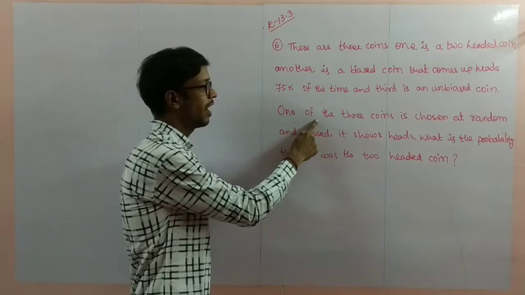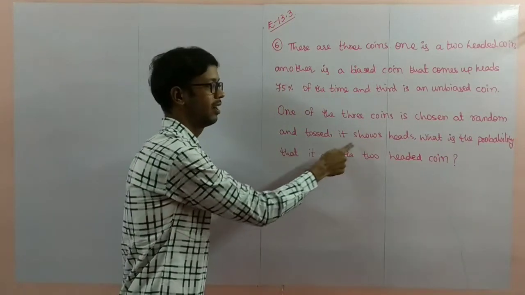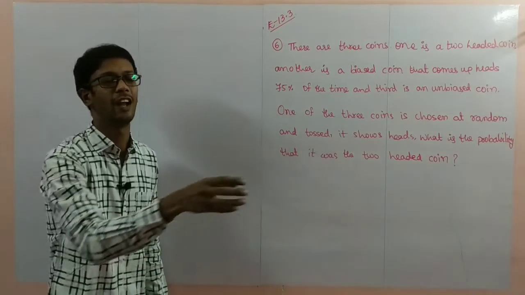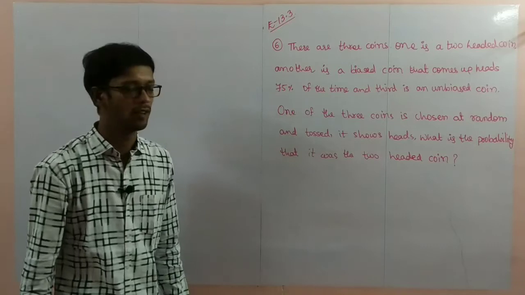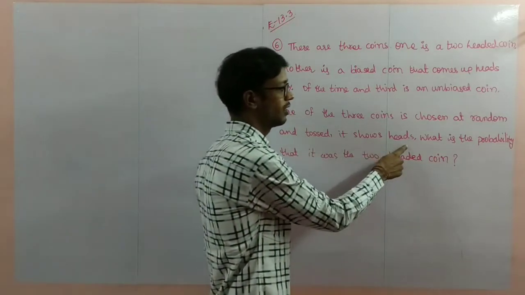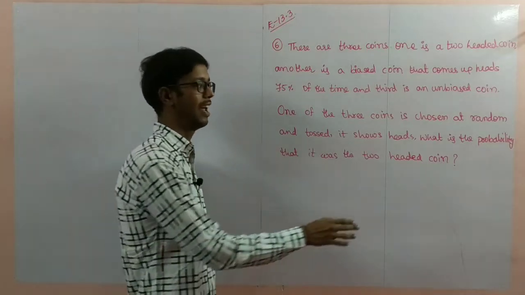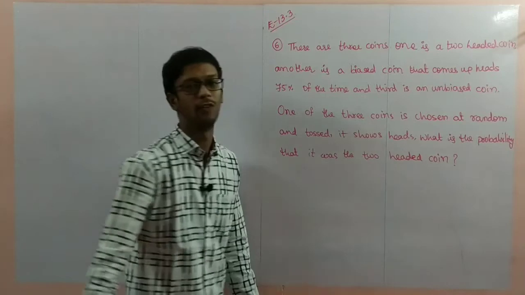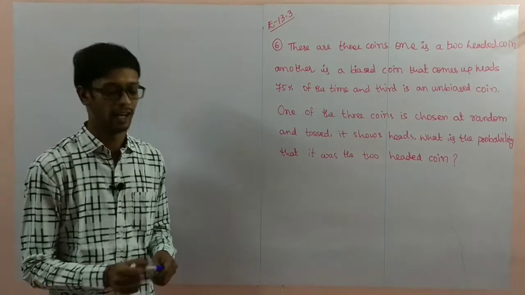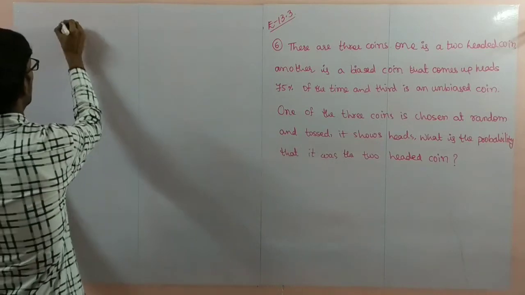Next, one of the 3 coins is chosen at random and tossed. You select one of the coins from the 3 coins and toss it. It shows heads, fixed. What is the probability that it was the two-headed coin? So first I'll write the events here.